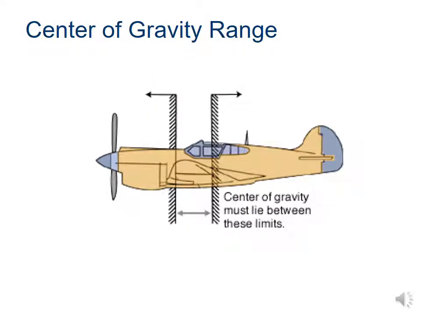The center of gravity range is unique to each aircraft and must be carefully considered. The pilot, fuel, wings, and storage are generally within the center of gravity range because these things change over time, and you want to maintain balance and stability.